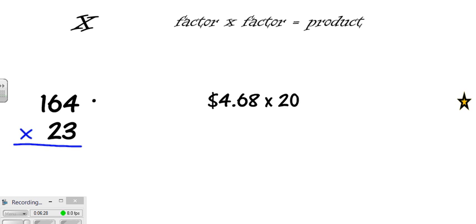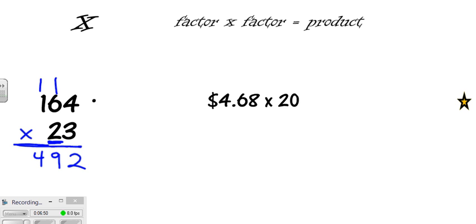3 times 164, so here to here to here, right? As you look at that, we're going to take that 3 times that 4, which is going to give us 12, carry the 1, 18 plus 1 is 19, carry the 1, 3 plus 1, right, is going to give us 492.